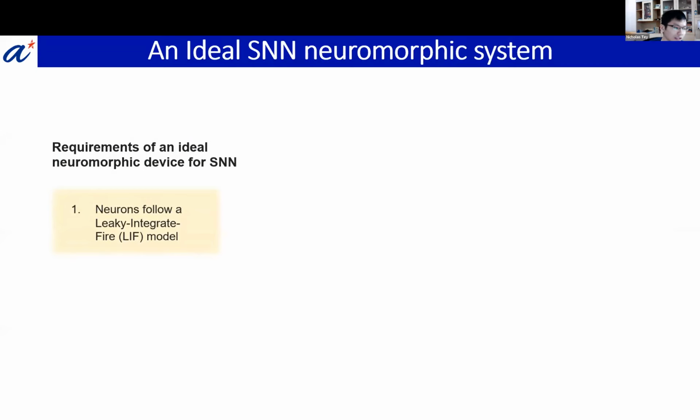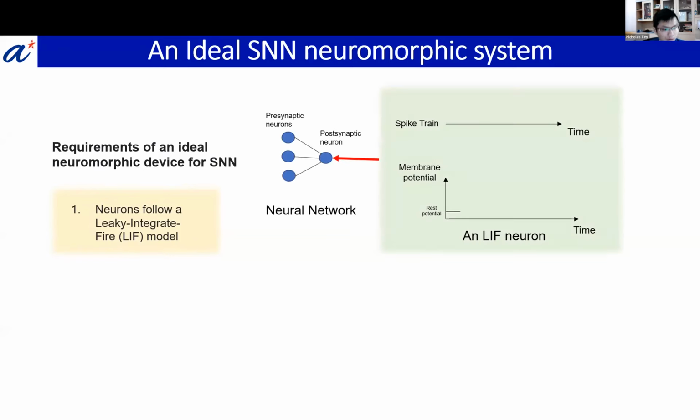So an ideal spiking neural network contains neurons that follow a leaky integrate fire model. So to illustrate how this works, consider a simple neural network with 3 presynaptic neurons connected to one postsynaptic neuron. On the right is the time evolution of the membrane potential and spiking input of the postsynaptic neuron. Initially, the membrane potential of the postsynaptic neuron is at the rest potential. When one of the presynaptic neurons fires, the postsynaptic neuron will register a spike, causing the postsynaptic membrane potential to increase. So this process will repeat if another presynaptic neuron fires.